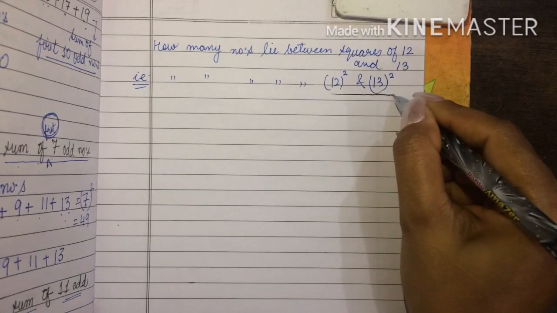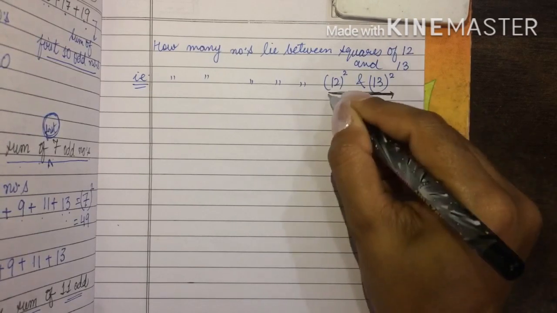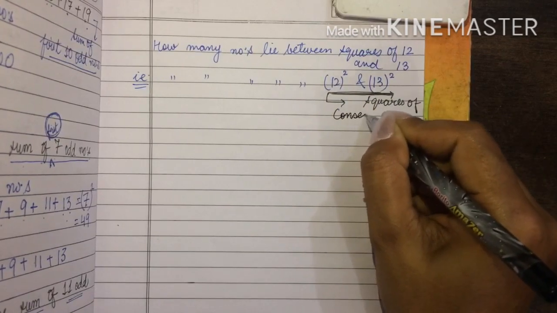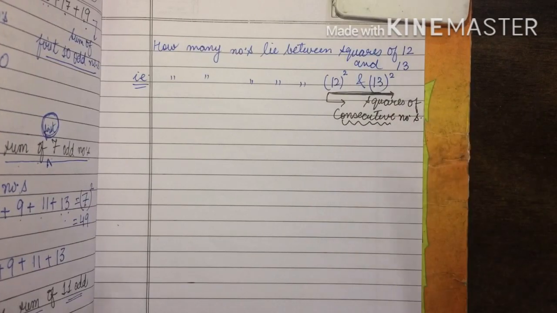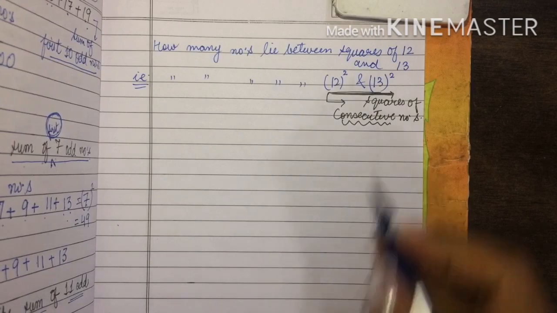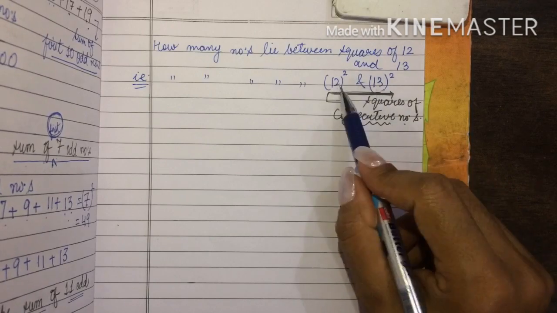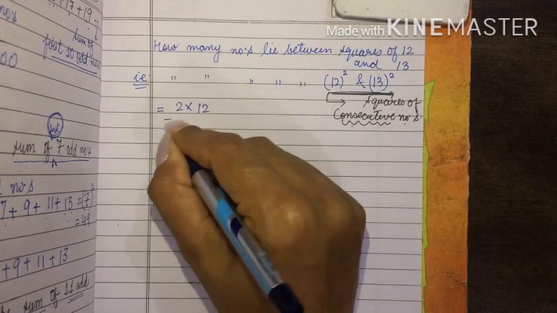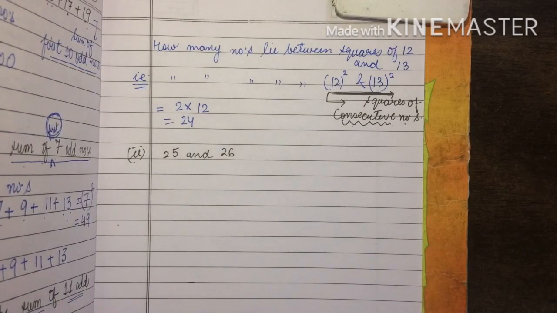So these are, you can note down for yourself, squares of consecutive numbers. That is the important word here. You cannot use this property if the numbers are not consecutive. So if you have consecutive numbers and their squares, and you need to find out how many numbers are there in between, the answer will be given by 2 into the smaller number. This will be 24.